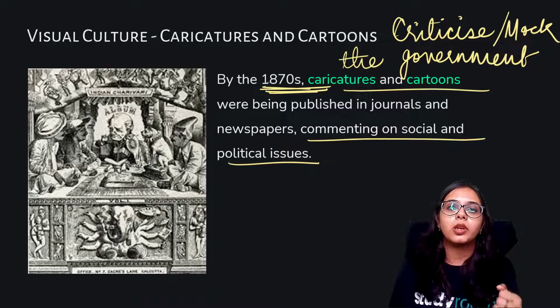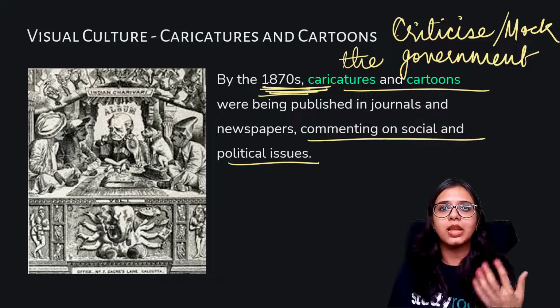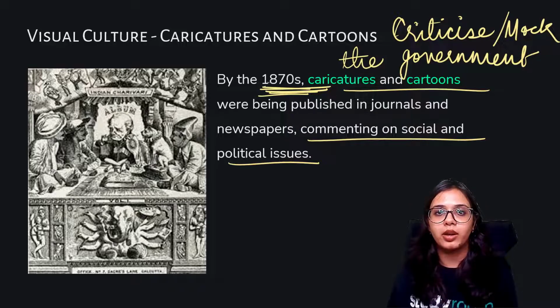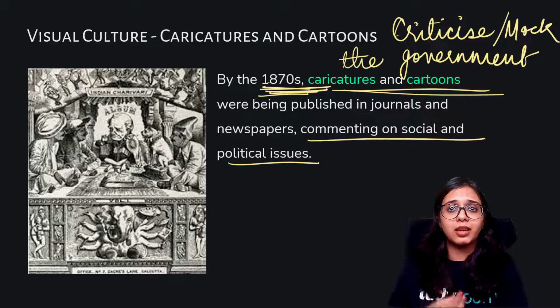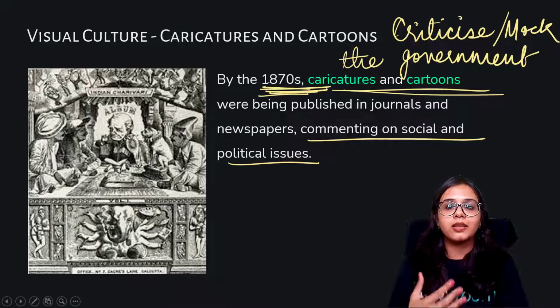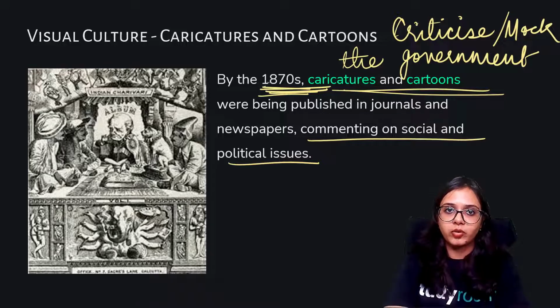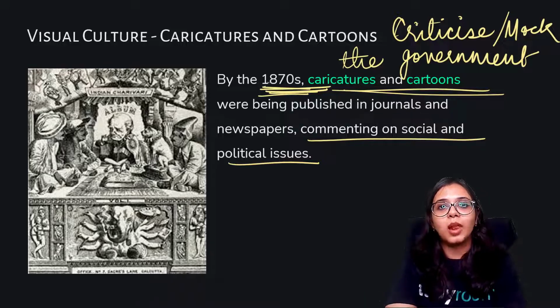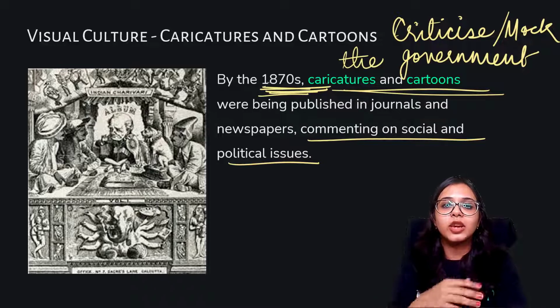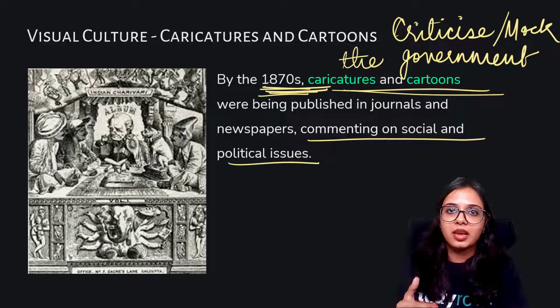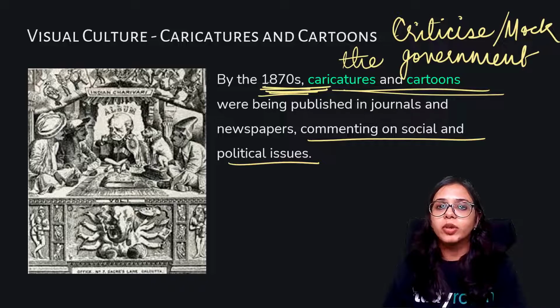If you may remember, by the 1870s the nationalist idea had also started to form, the idea of a separate national identity. So these caricatures and cartoons, which criticized and mocked the government, helped in inculcating a national feeling and in questioning the authority of the British government. Furthermore, we'll be learning about the plight of women and how the printing culture revolutionized socialist stances against the casteist stance and the patriarchal stance that women were subjected to.